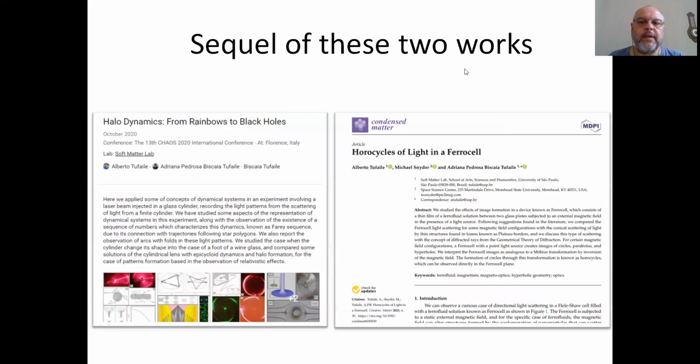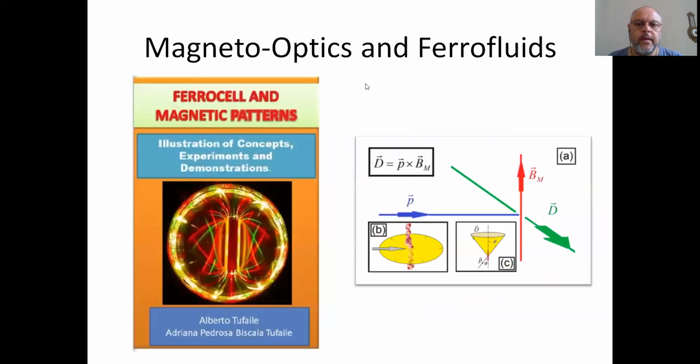Well, this work is a sequel of these two works: Halo Dynamics from Rainbows to Black Holes, presented at this conference in 2020, and Horocycles of Light in a Ferrocell. If you want to learn more about the Ferrocell, we wrote this book. It's open access. You can find this book on the web.